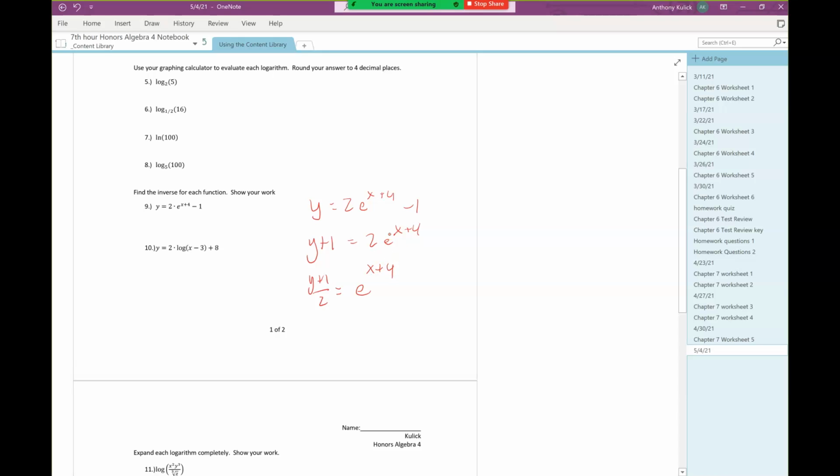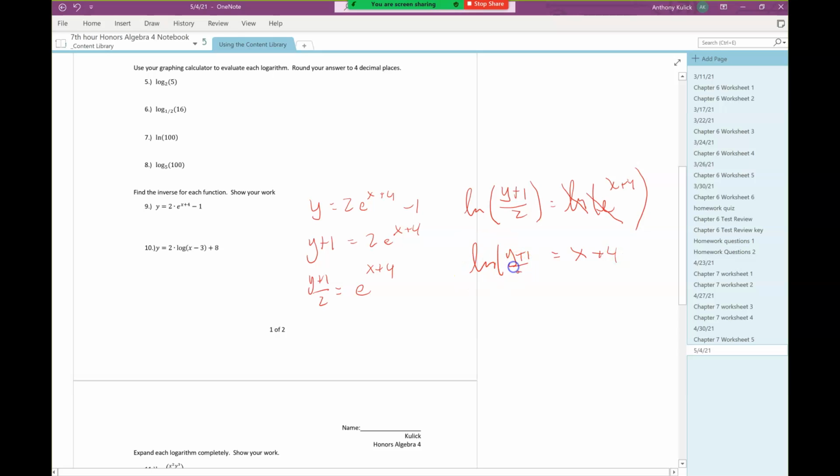Which logarithm would I need to use to cancel exponent base of e? I do not put e on the other side. I need to use log base e, otherwise known as the natural log. And then the natural log cancels out the exponent base of e. And then I just subtract the 4 over and then swap the x's and y's.